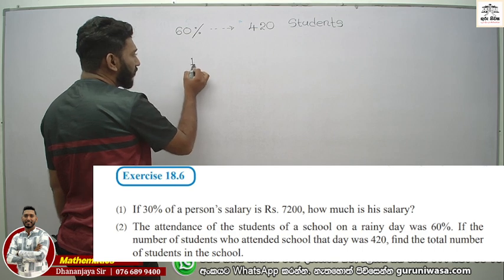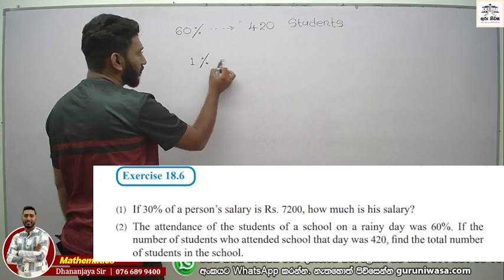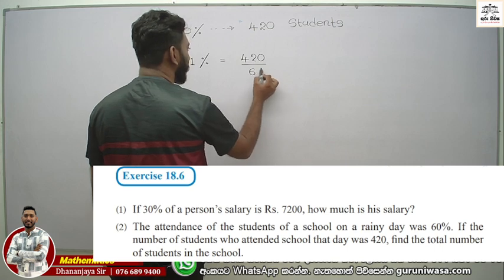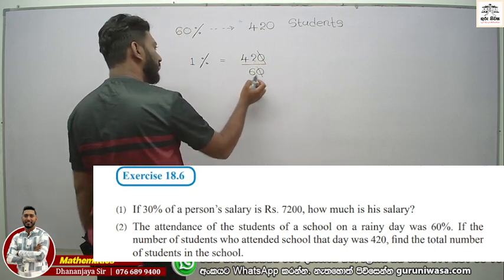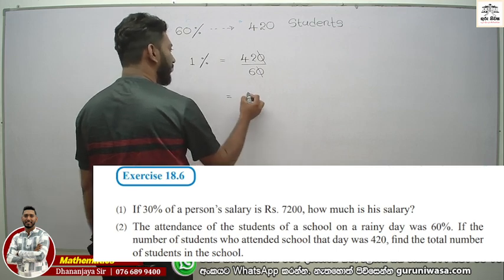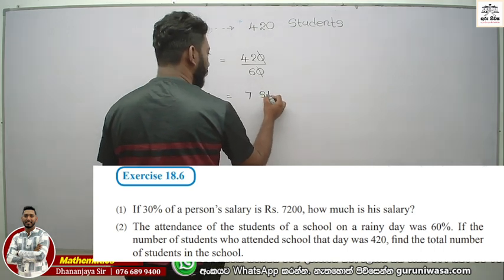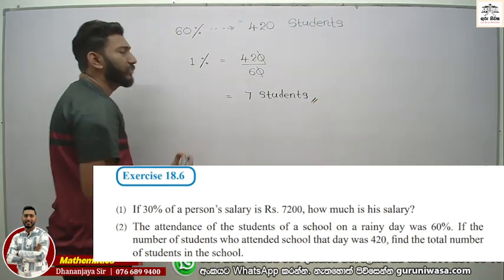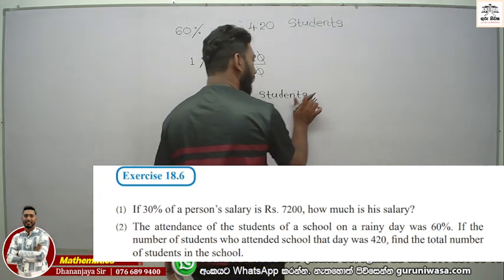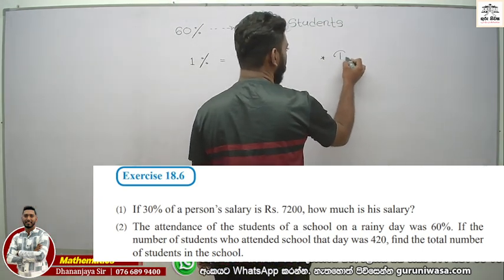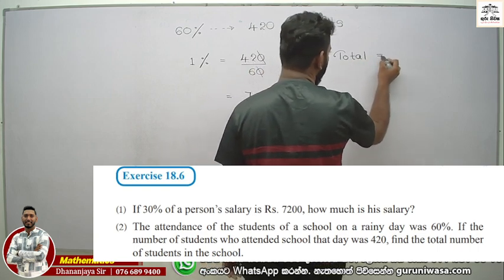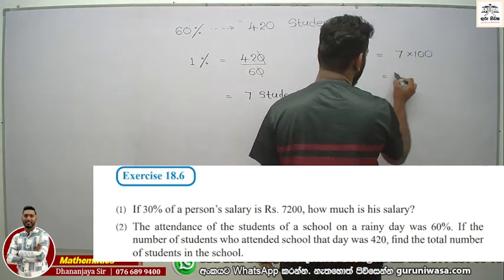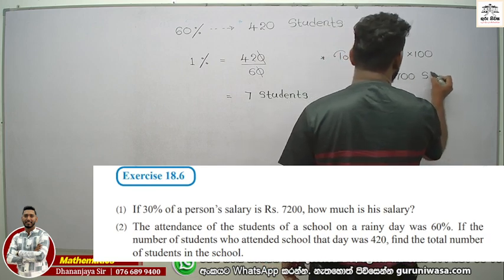Now you can find the answer for 1%. 420, you need to divide by 60. 0 and 0, you have to cut. And 42 divided by 6 is 7 students. Now 1% is 7 students. Then find the answer for the total students. The total number of students becomes 7 multiplied by 100. Then the answer becomes 700 students.